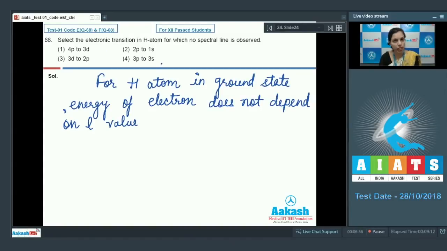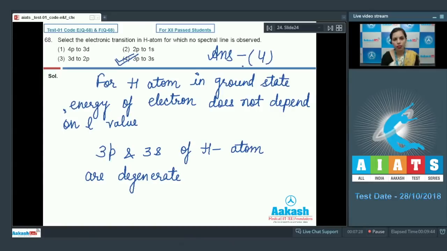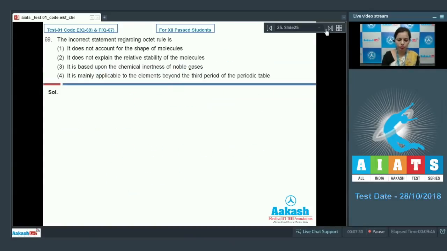Then we have 3p to 3s. If we look at this 3p and 3s orbital of hydrogen atoms, they are degenerate. What does it mean? They have same energy. So in that case, there is no release of energy and no spectral line would be observed. It means this is the correct answer. That's option 4. After this, the next question.